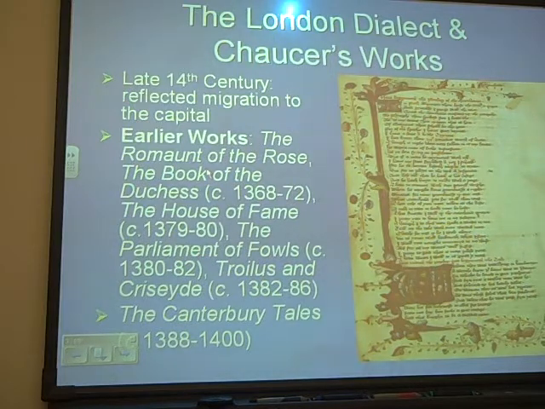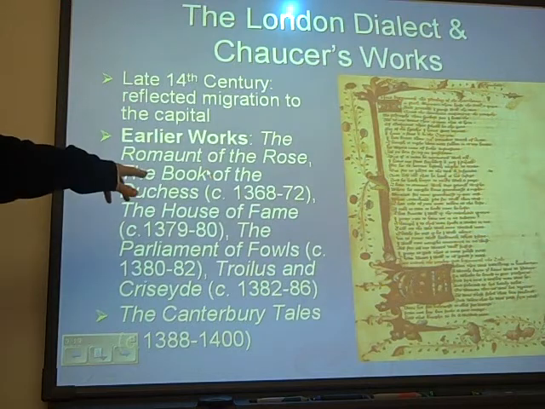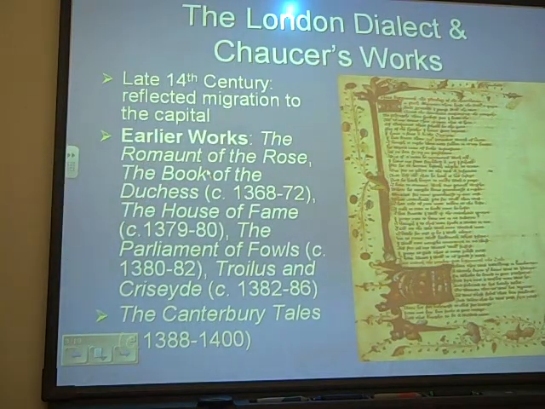The House of Fame, which is a bit of a shift, because you notice these two dates. The Book of the Duchess is written by 1372. The House of Fame is written around 1379.